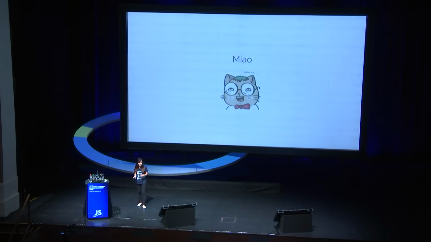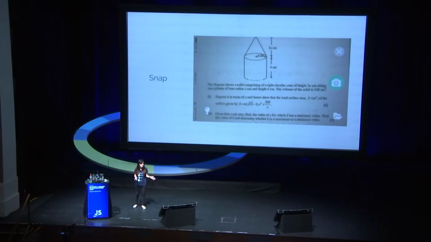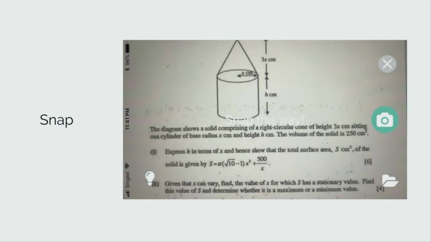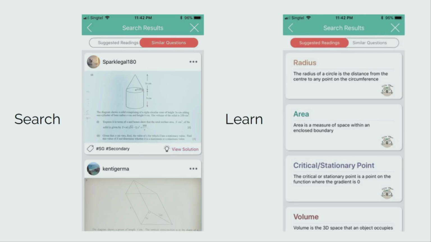I want to illustrate this with a project that I did recently with a startup called Meow. They're based in Singapore, they are over a year old, and they have 24,000 users using their app. What that app does is it helps you solve math questions. I wish I had this when I wasn't doing so well in math in high school, but never mind. You snap a photo of your question, and it uses machine learning to understand what's in the question to give you similar questions, as well as any suggested readings on concepts that are inside the question.